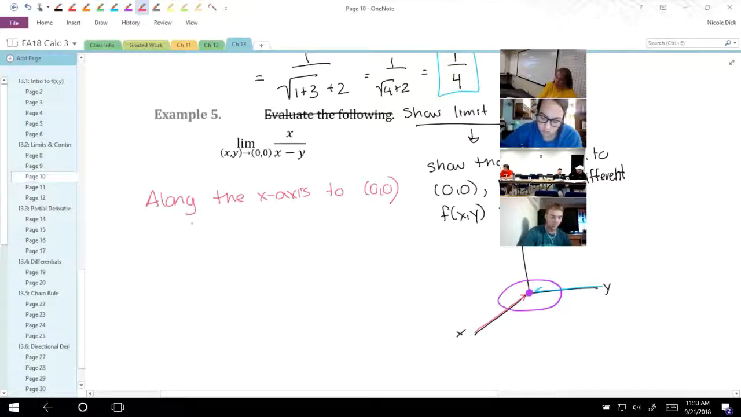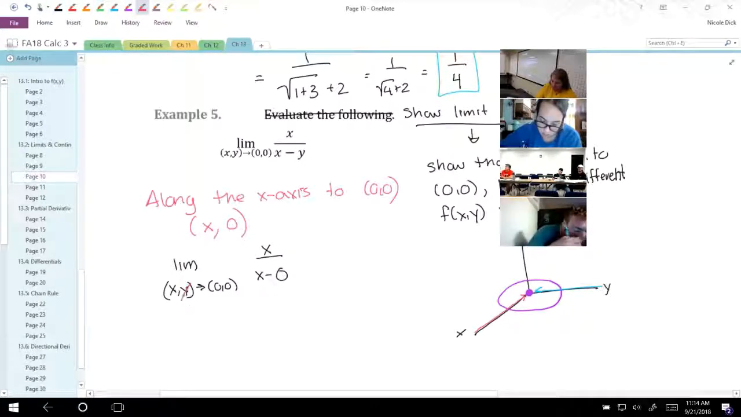Which means that what's going to be happening there is the x value is going to be changing, but we're going to fix our y value to be 0. We're going to allow x to be different values, and it's going to get smaller and smaller and closer to 0, but the y value is always going to be 0. So if we go back up to our function and plug that in, we're saying as (x, y) approaches point 0, 0, but now we're going to have x over x minus 0. Because we're basically going back and saying, if we force y to always be 0, what happens here?